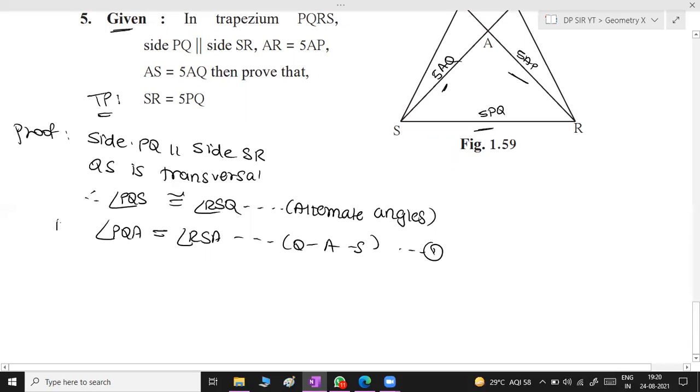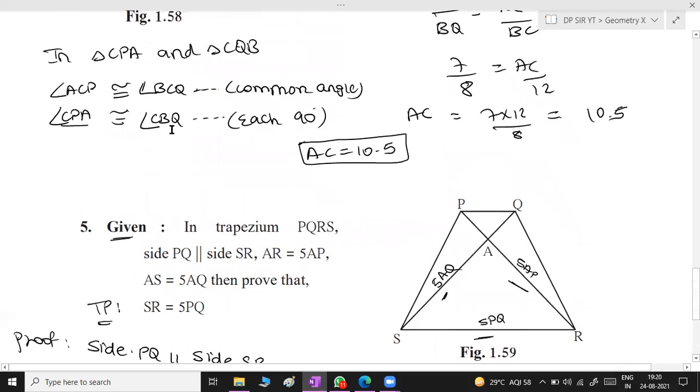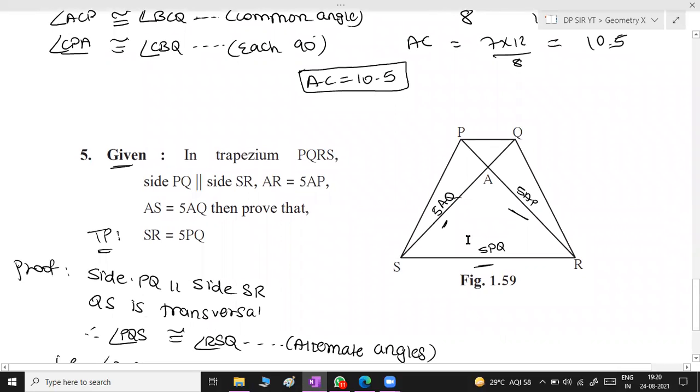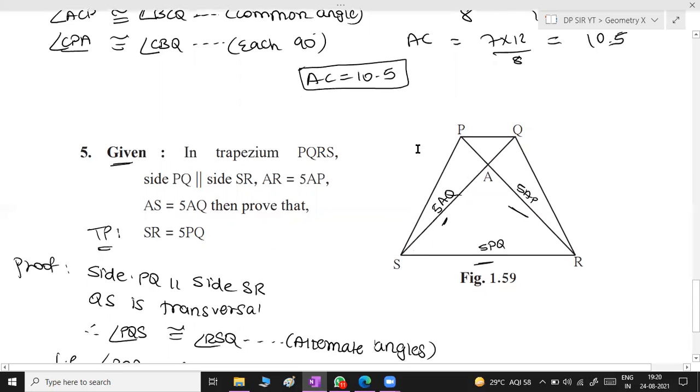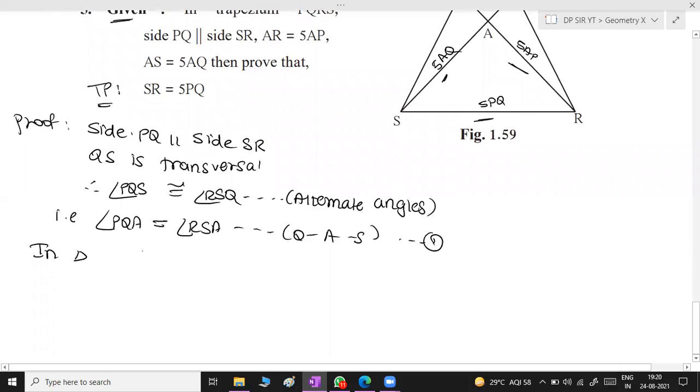I'll just take the triangle now. Now have attention. What's the planning? How to go ahead with this question? We will take two triangles. That is triangle PQA, ये वाला triangle PQA, and we are going to take triangle RSA, ये वाला triangle RSA. So very bad drawing as usual. Those two triangles I am going to take and prove them similar so that I can get corresponding sides and I can substitute the values given.